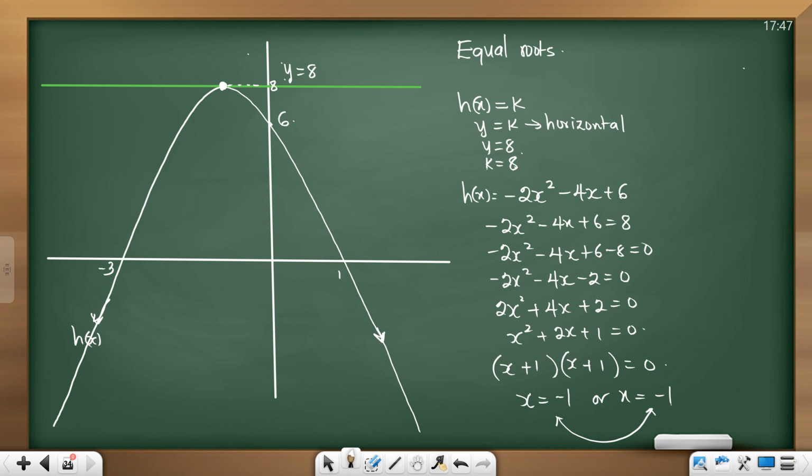For them to be equal, the graph must turn on my horizontal line for equal roots. I am getting one x value to serve as my x1 and x2.